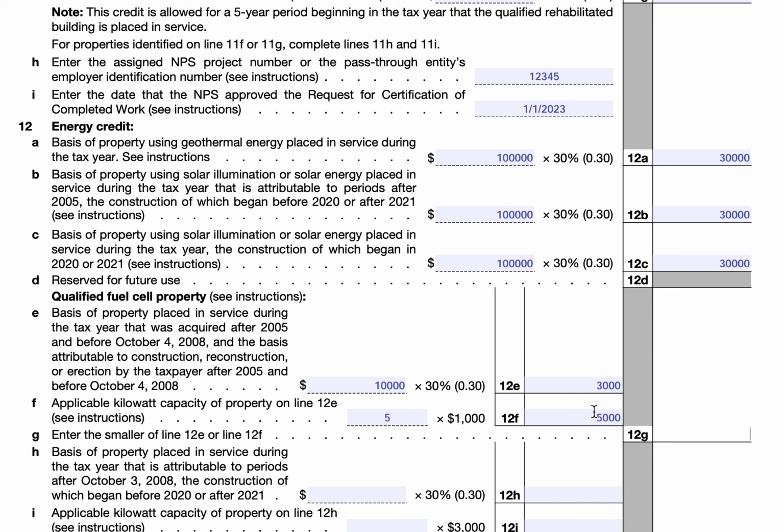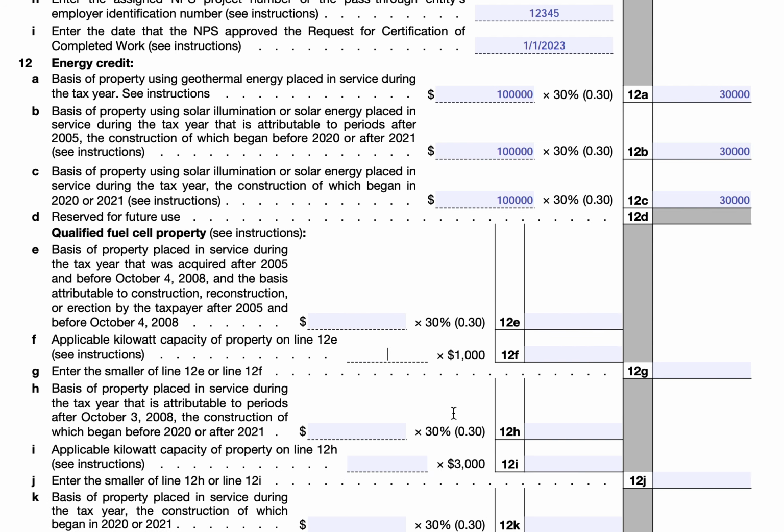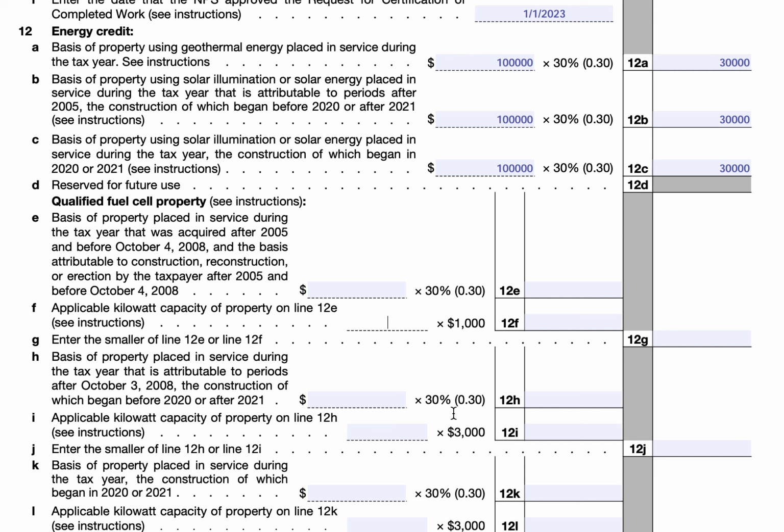So we're going to back out of this because I don't think realistically I can see a situation where we would have qualified fuel cell property that we bought almost 20 years ago but put into service over 15 years ago that we're still taking a tax credit on.